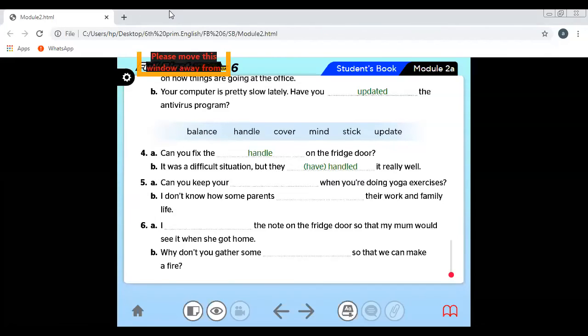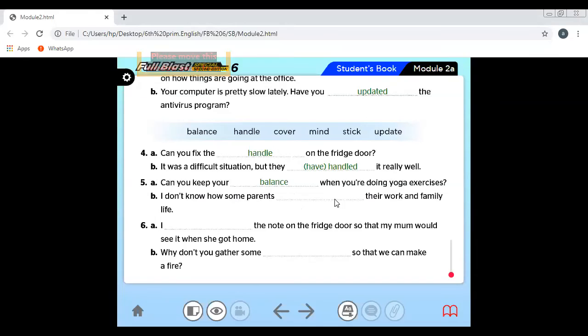Number 5, Judy Ihab. Yes, Judy Ihab, can you read and answer number 5? Can you keep your balance when you are doing yoga exercise? Keep your balance. Here, balance is a noun or a verb? Noun. Excellent. I don't know how some parents balance their work and family life. Who can answer? Of course, it will be a verb. Yes, Mariam Mamdouh. It will be balance. We will complete.